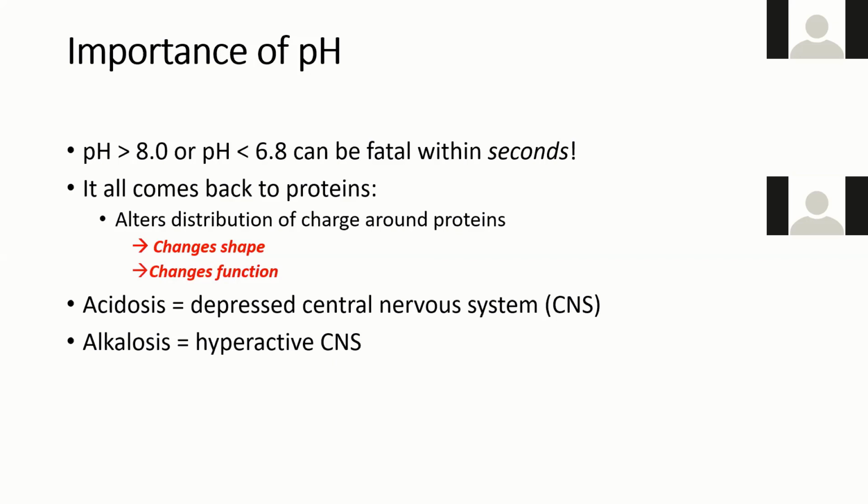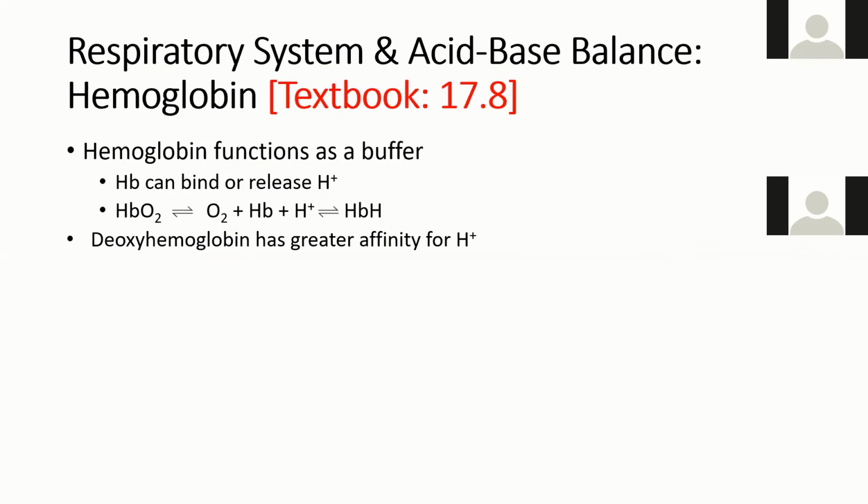So it actually creates a hyperactive nervous system, which is a problem because that causes things like seizures. So both of these are a problem. In acidosis, you might end up in a coma. In alkalosis, you might end up having seizures all over the place. Big problem. Okay. So I put the textbook section for the respiratory system part of the acid-base balance.